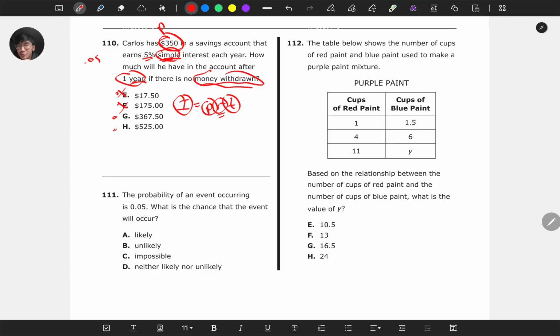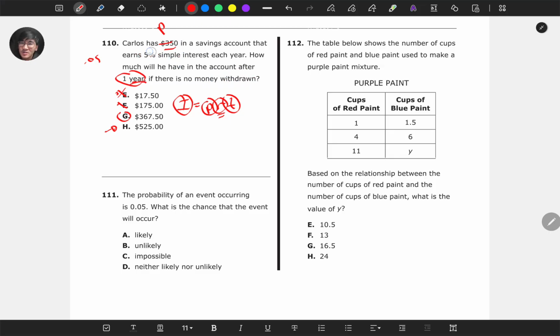You could also use your intuition and say like, oh, you're only getting 5% in a year, right? So then if you look at this number H, 525, that's a lot. That's not 5% compared to the 350, okay? So you could make an even stronger educated guess and say this is G. The answer is G, okay? But let's get there correctly without using process of elimination and these other test-taking tricks, okay? So let's just use the formula here.